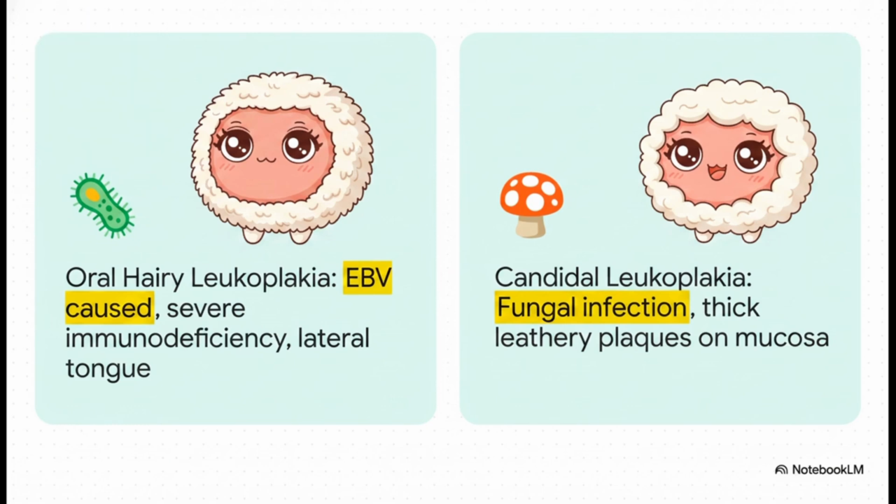Oral hairy leukoplakia is caused by the Epstein-Barr virus, or EBV, and it happens almost exclusively in patients with severe immunodeficiency. Like 80% of cases are in patients with AIDS. It usually hits the lateral borders of the tongue. Candidoleukoplakia, on the other hand, that's a chronic hyperplastic fungal infection presenting as thick, irregular, leathery plaques. It commonly extends right from the oral commissures on the buccal mucosa. So completely different causes, completely different patient profiles.